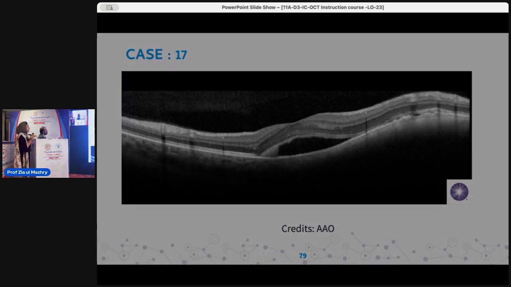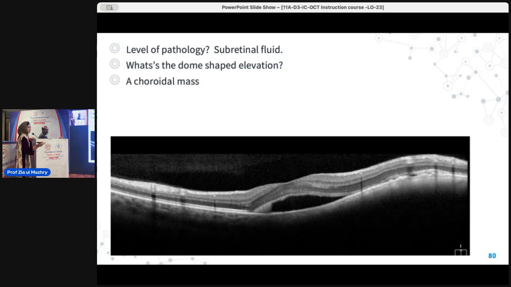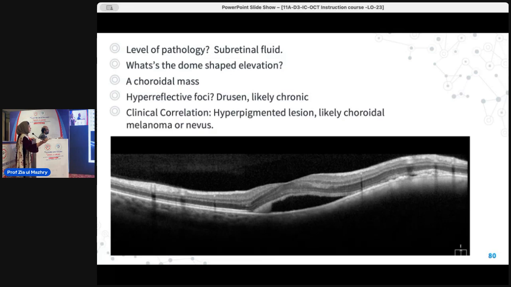So this is a case of, here you can see, anybody can confuse it with CSR. What is this dome shape elevation over here? ये dome क्या है? अच्छा इसको जब हमने fundus examination की तो this patient has had a sub RPE lesion. So what lesion could that be? That lesion was pigmented. Pigmented lesion था fundus examination पे. जब OCT किया, so this is a choroidal mass. It's pigmented, so it can be a choroidal nevus or a choroidal melanoma that is causing this exudation of the fluid over here. और यहाँ पे ये जो hyper reflective foci हैं, वो उसकी chronicity को show कर रहे हैं.